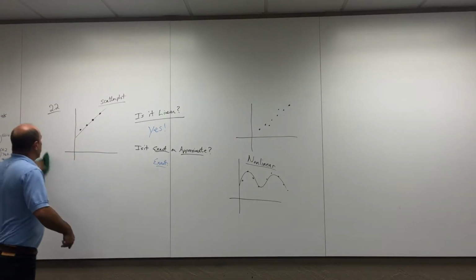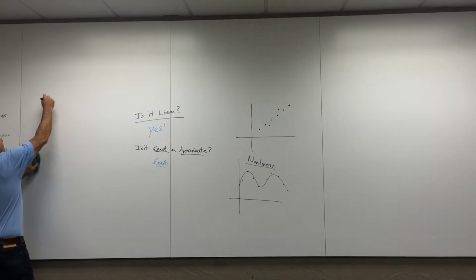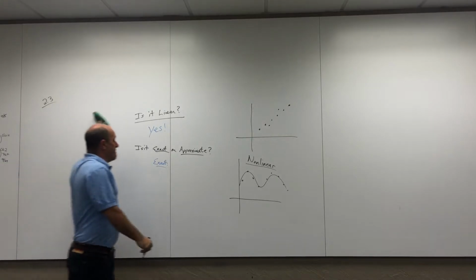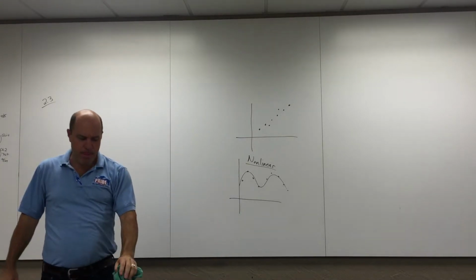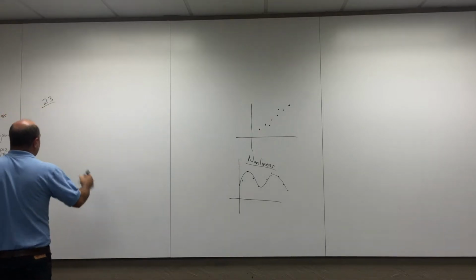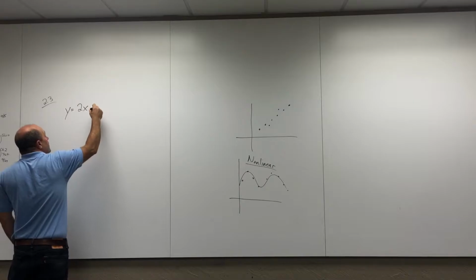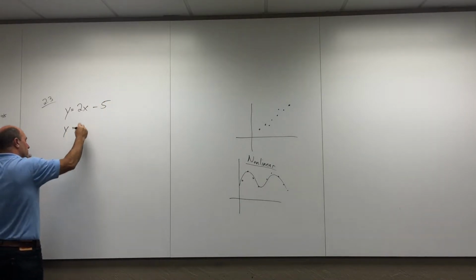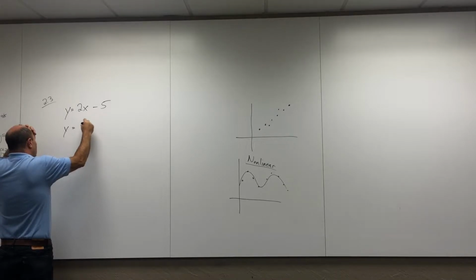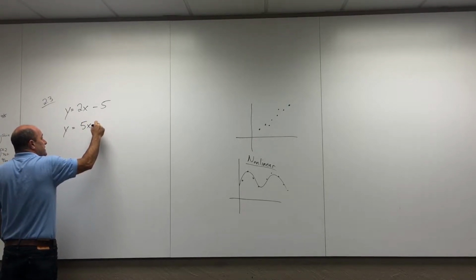But here we go. If we go into 2-3, all of a sudden what we have is two equations, and they're linear equations. You probably have done some of this before. I'm going to sort of act like you haven't. I'm going to kind of teach this to you like you haven't done this before.